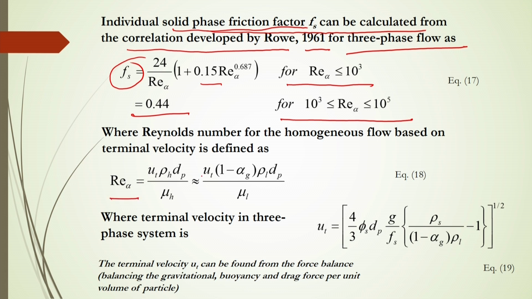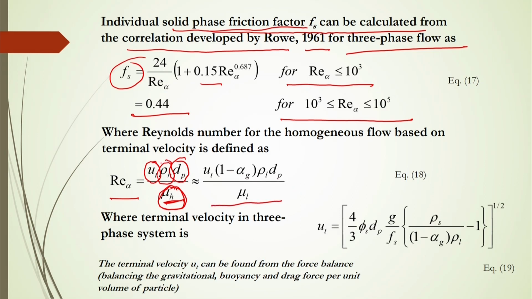And Re alpha, that means the Reynolds number based on the terminal velocity, will equal Ut rho h dp by mu h. Here mu h is the viscosity of the homogeneous mixture of gas and liquid, and Ut is the terminal velocity of the solid, and rho h is the mixture density of gas and liquid only, and dp is the particle diameter, from which you can calculate the Re alpha.